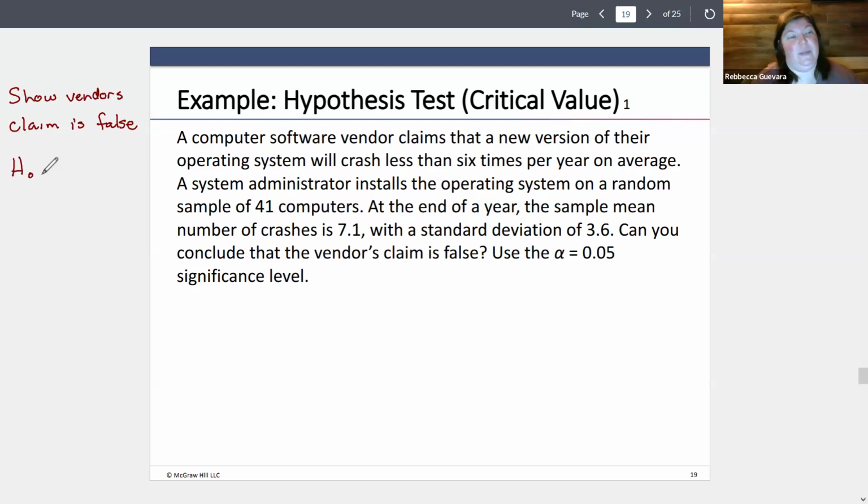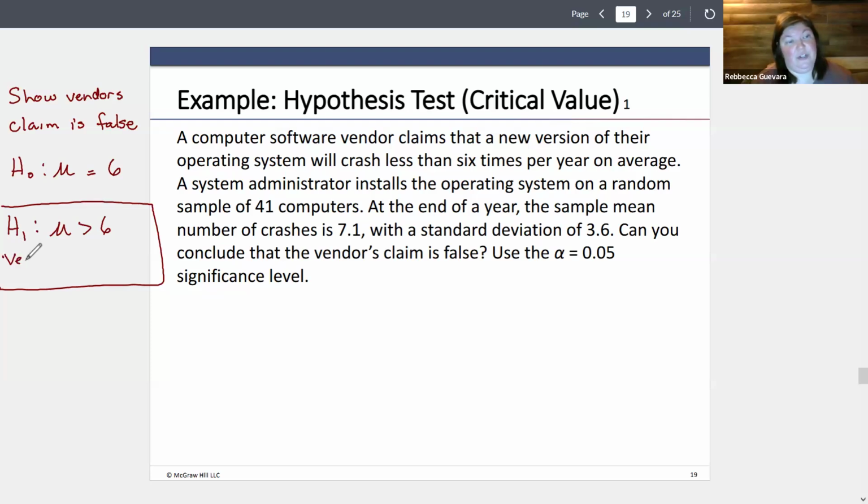So we'd still say the null hypothesis is that the mean is going to be 6. If we want to show that the claim is false, then we change the test around and say, okay, we think it's going to crash more than 6 times a year. So this is how I show the vendor is false. All I showed before was that I didn't have evidence that the vendor was true.